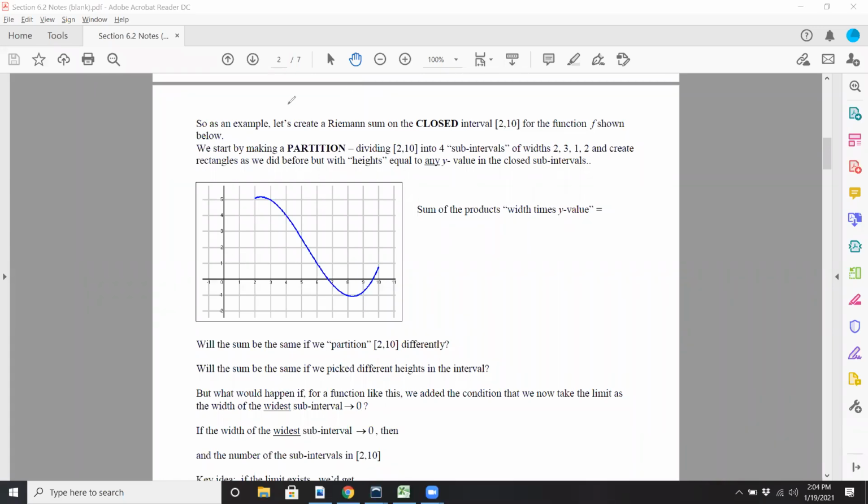And we're going to create heights equal to any y value. We're going to use any y value on the subinterval. So this will be my first interval, the width of 2. Next one, the width of 3. Next one, the width of 1. And the last one, the width of 2. And you can really draw this however you like.